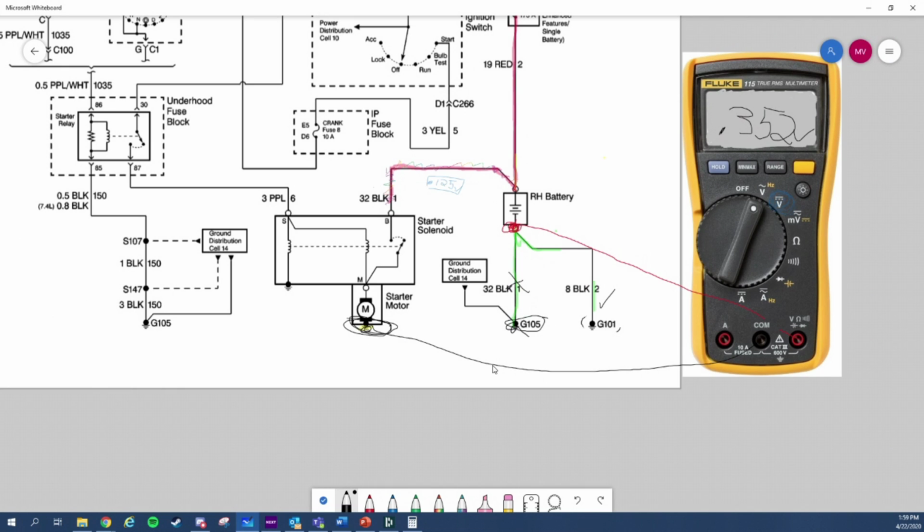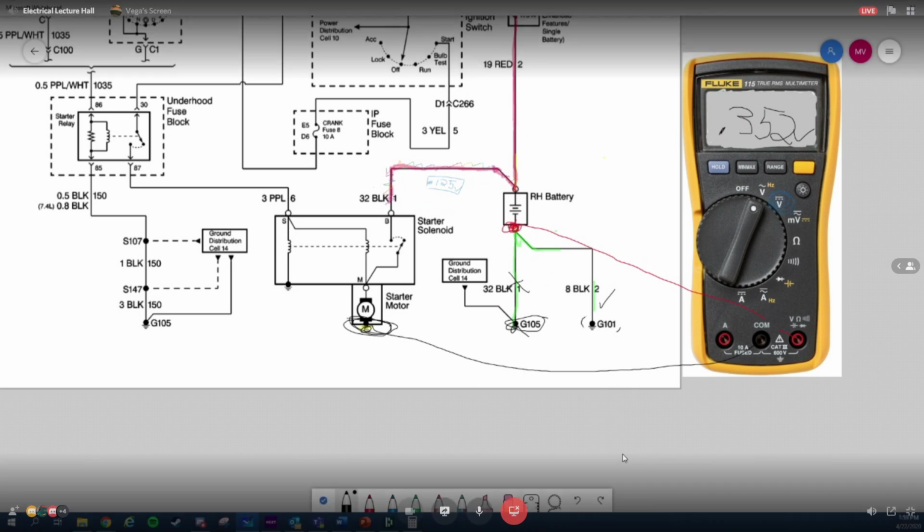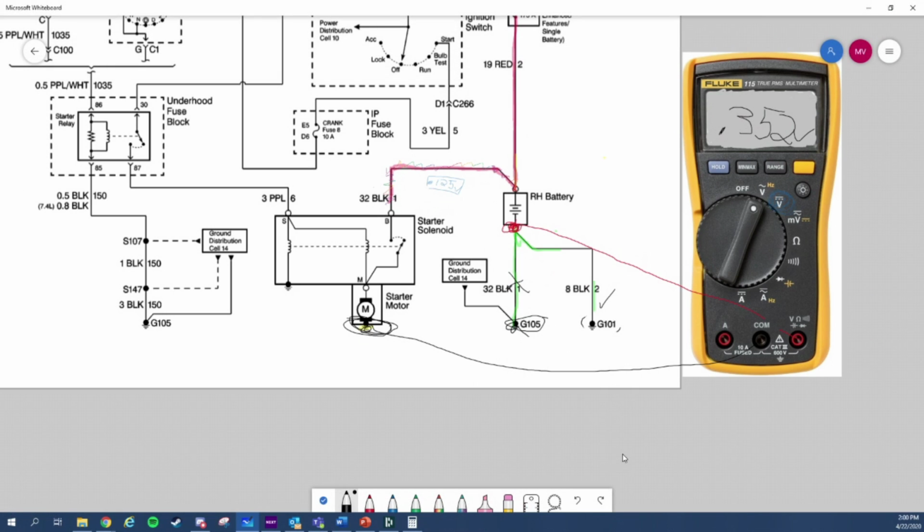So let's say the customer came in and says, hey, it has a slow crank. And we checked all the results. We had 0.125 here, that's good. We had 0.2 here, that's good. We had 0.2 here, that's good. But here we had 0.352 volts. Where's your problem? G105. So your problem is going to be from G105 all the way to your ground cable right here.